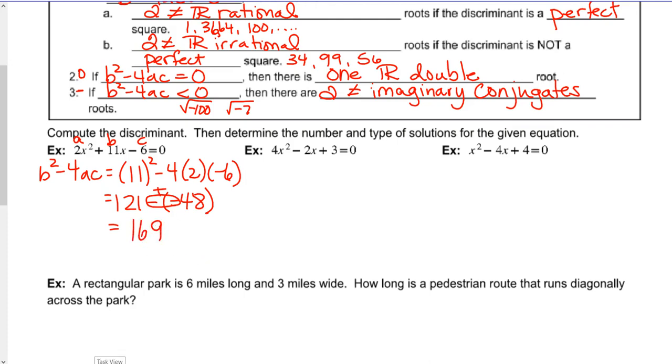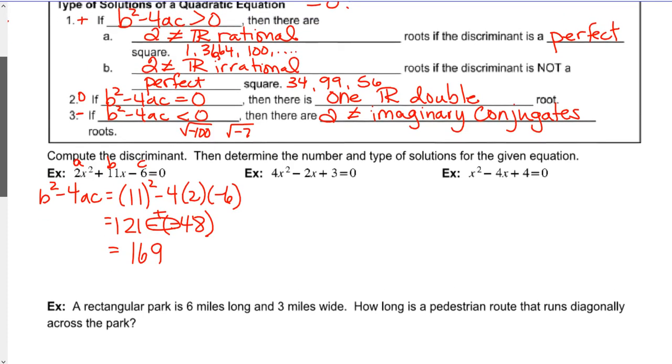Now the question is, first off, is that positive, 0, or negative? Well, obviously it's positive, so we're up here in number 1. So we're either going to have 2 unequal real rational roots or 2 unequal real irrational roots, and it all depends on whether or not it's a perfect square. Is this a perfect square? The answer is yes. The square root of that is going to be 13. It does give us a whole number. So this is going to give us 2 unequal rational real roots, and that would be our answer.